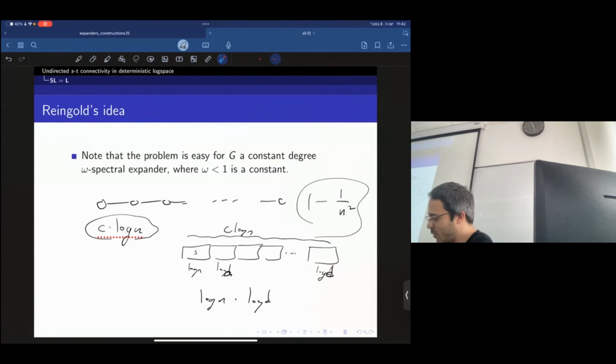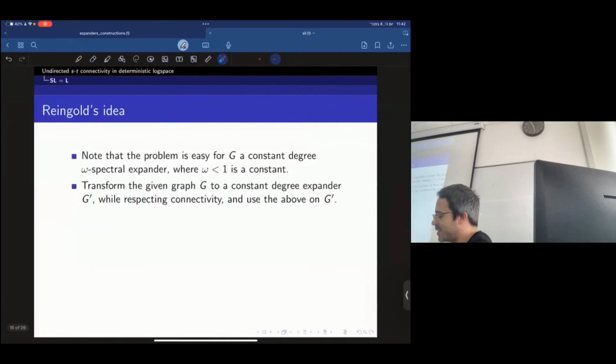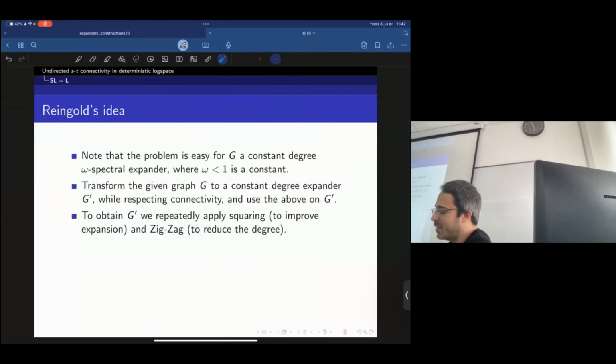We want low degree because otherwise log d will increase, and an expander so that in log n, some constant number of steps, we will reach any vertex. So we want a constant. We don't want G prime to be just some expander. We want a constant degree expander.